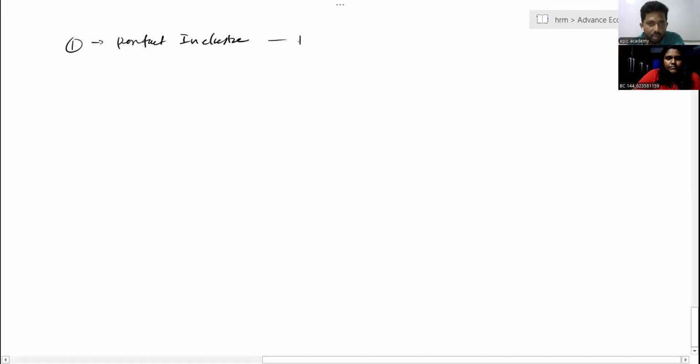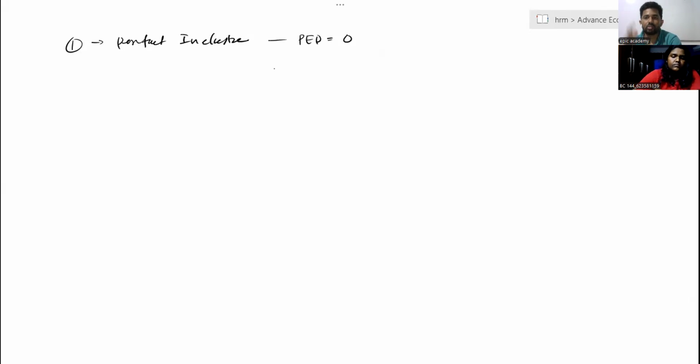The coefficient value, I mean PED, must be equal to 0. After the calculation, you can identify the value 0 as a coefficient. So if in any calculation you get the value 0, you have to identify this as a perfect inelastic situation. By using that, you can take the decision whether you are going to impose taxes or subsidy or anything. Each and everything depends on that.